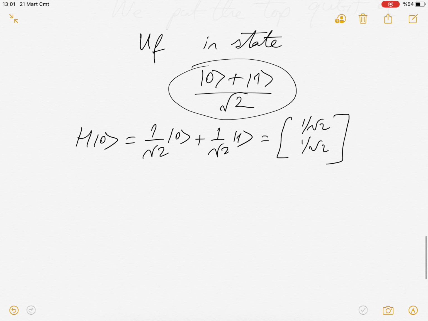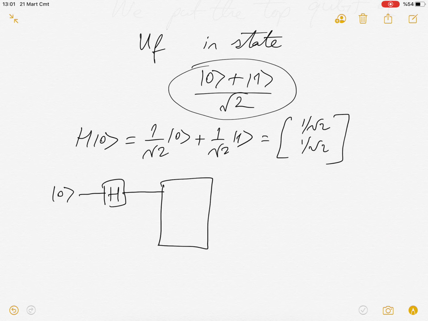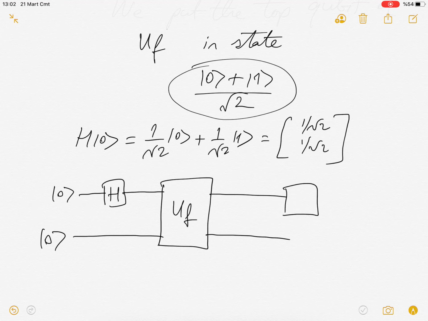Let's draw the circuit diagram. We start with the top input set to 0, and then we have a Hadamard transform here. This will be the first input of UF, and we set the second input to ket 0. Then we have 2 qubit outputs, and let's measure the first qubit here. I'm going to use this notation to denote measuring.